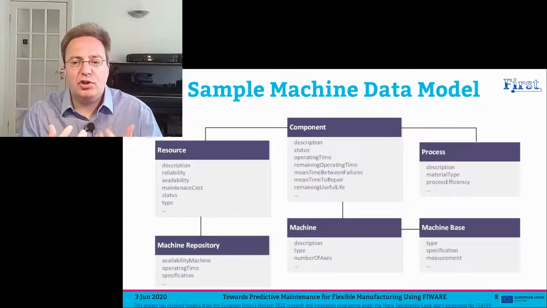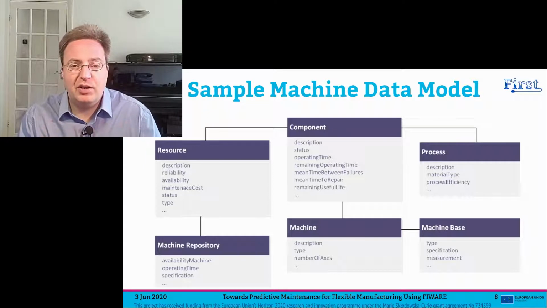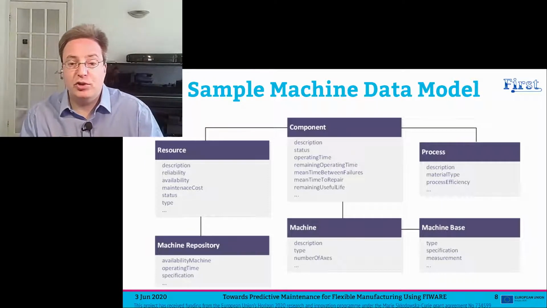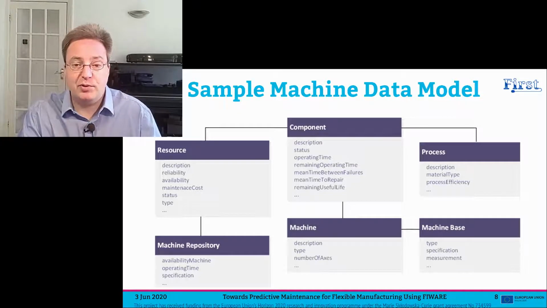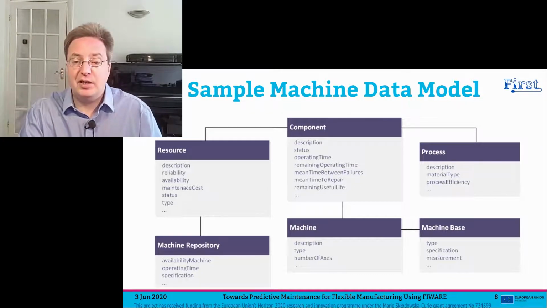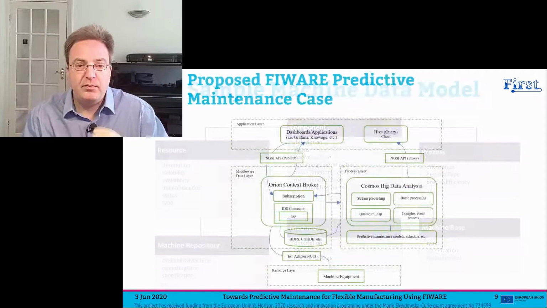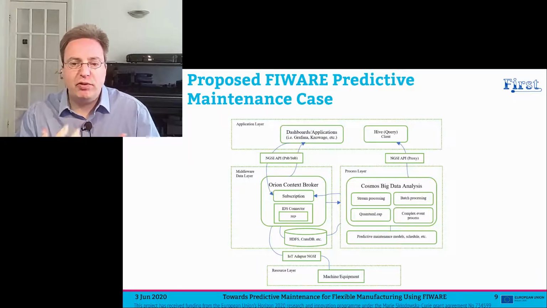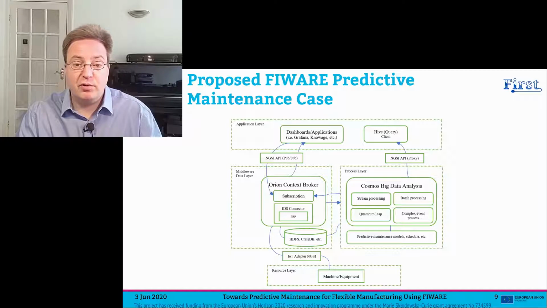In a case such as our case study, data is collected by the system on all machines. Here you can see a sample data model for some machines. This model can be extended for specific machines when such data is needed, for example, for prediction accuracy. In the implementation of the actual case, we have made concrete choices for the components used, for example using the Orion context broker and Cosmos data analysis system.